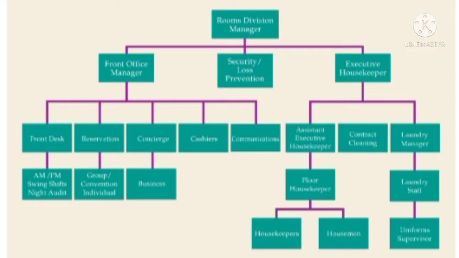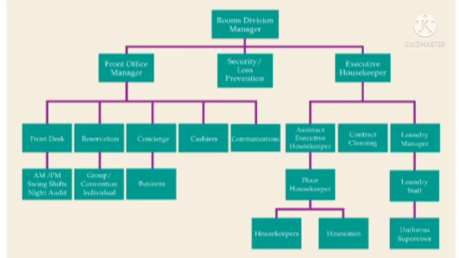So take a look at it. As you can see, the rooms division manager is on the top. Under him are the front office manager, security or loss prevention, and the executive housekeeper. Under the front office manager are the front desk, reservation, concierge, cashiers, communications. And under the front desk, there is AM and PM swing shifts, night audit. Under the reservation, group or convention, individual, and under the concierge is the business.